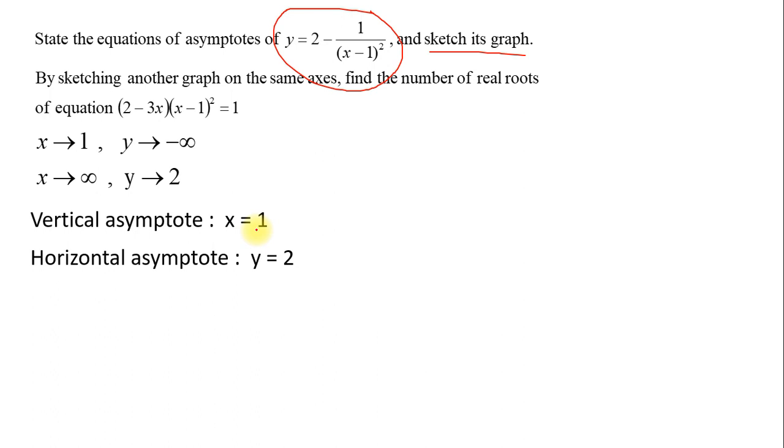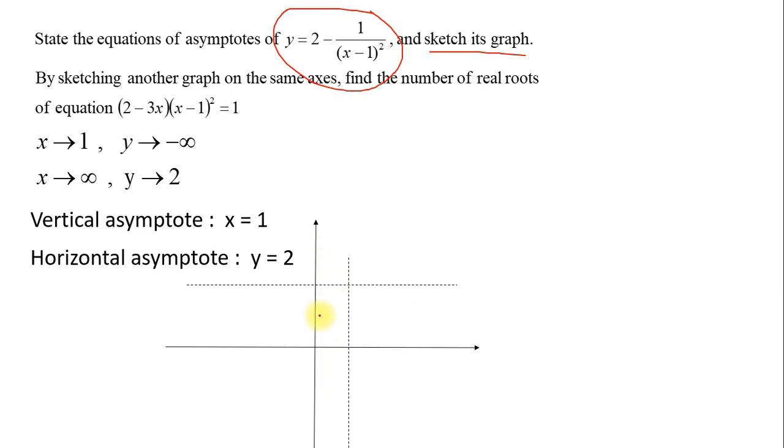Based on these two, you should be able to sketch the graph. Now first, let's draw the axis, and you draw the asymptote, label it. This will be 1. Here is 2. So this is x equals 1, this is y equals 2. Now based on this, you can plot a few points.